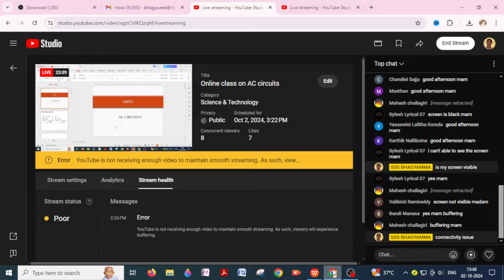Crest factor. Crest factor is the ratio of the maximum value to the RMS value, whether it is a voltage or current, irrespective of whether it is a sinusoidal voltage waveform or current waveform. Crest factor is given by Vm by Vrms. Vm is the maximum value. What is the relation between Vrms and Vm? Vrms is 0.707 times Vm. So Vm cancels, and you get crest factor 1.414.